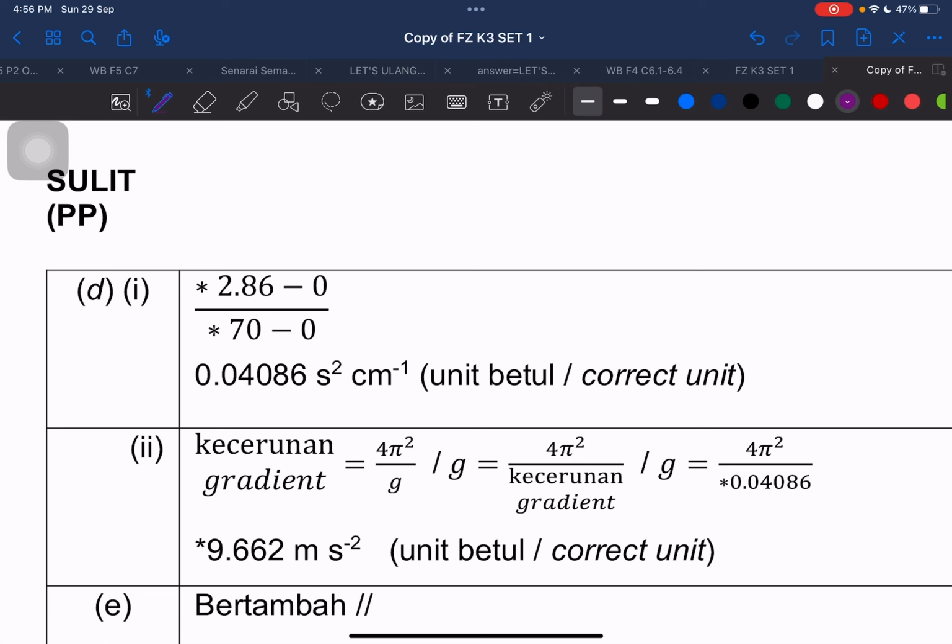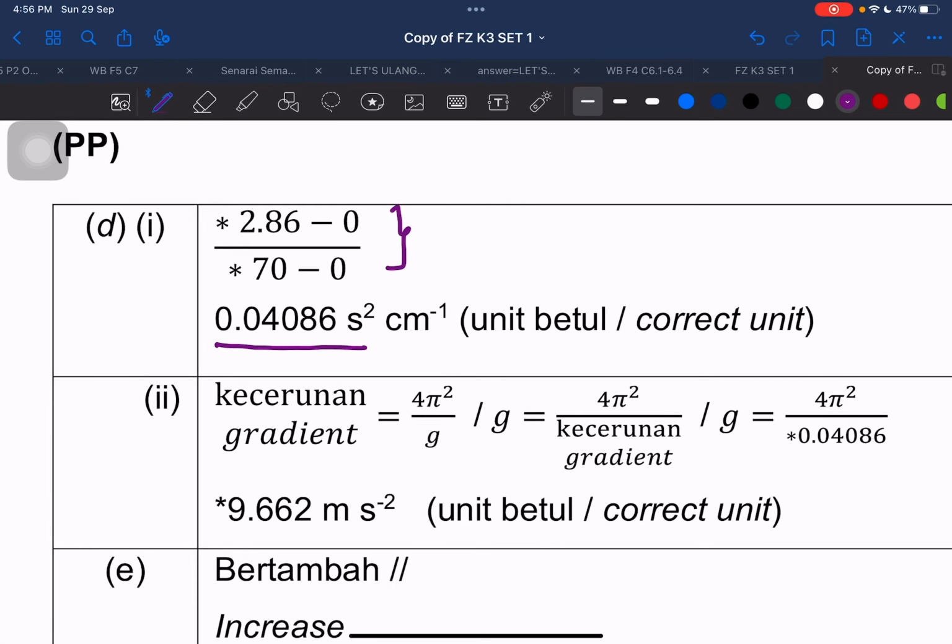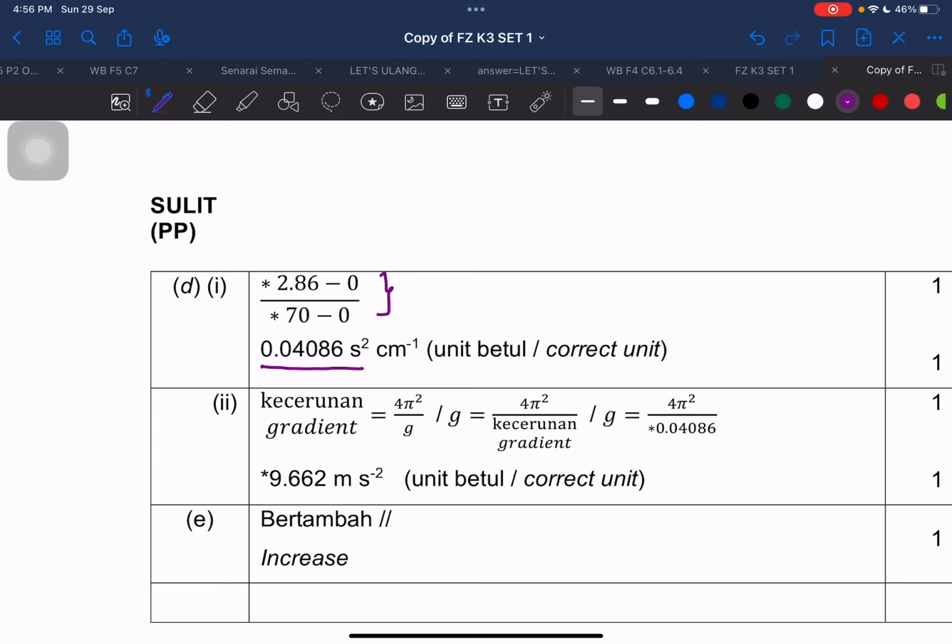Like that. See? This is the substituted value just now. And then this, you see, 4 decimal places. Oh, this one, 4 significant figures. And the unit is s squared cm negative 1. Writing more decimal places is safer. But for me, at least 4 decimal places. 5 is good. Okay, next.